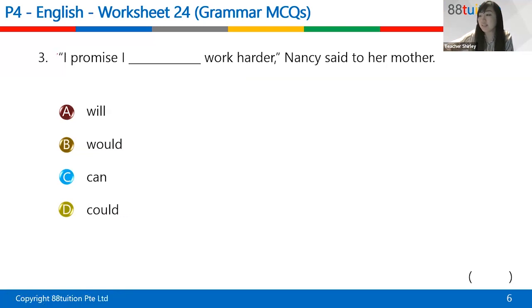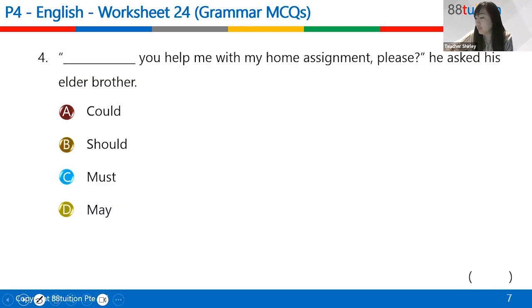Okay, again, this is a dialogue, as you can see, open inverted comma. So it's highly likely not a past tense unless we are recalling or referring to something that has happened in the past. Okay, Darius, you want to try? A. Yes, I promise I will work harder, Nancy said to her mother. Very good. Okay, I will work harder. Very good, Darius.